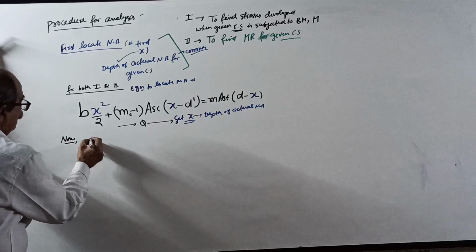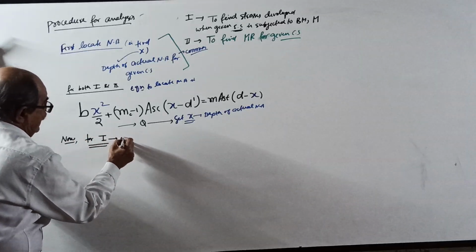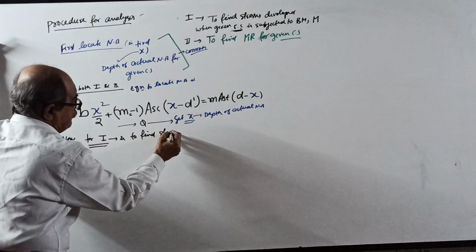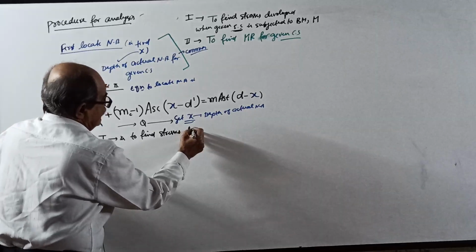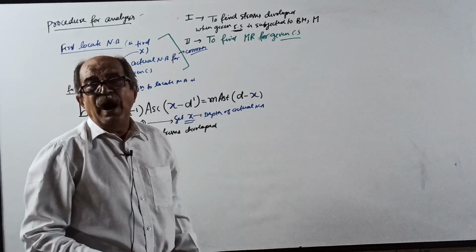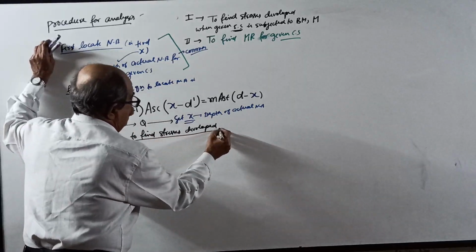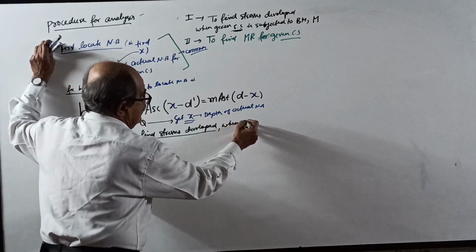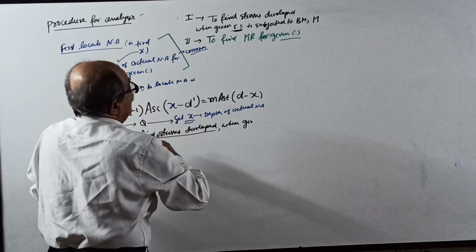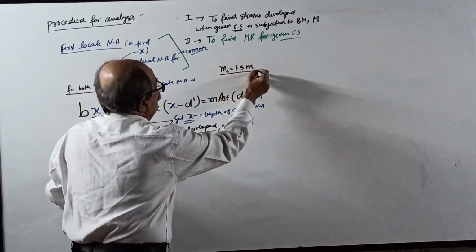Now, for Roman 1, that is to find stresses developed. I told you a thousand times, random bending moment, we are not bothered about strength. To find stresses developed, one thing forgotten, I already told you: MC equal to 1.5 times M.